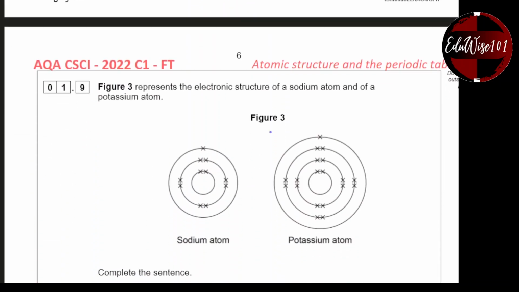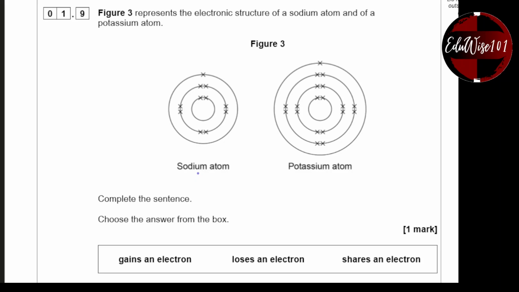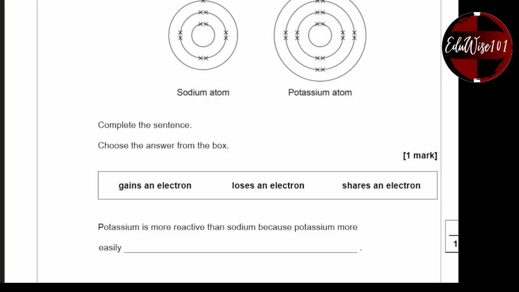Question 1.9. Figure 3 represents the electronic structure of a sodium atom and of a potassium atom. Complete the sentence. Potassium is more reactive than sodium because potassium more easily gains an electron, loses an electron, shares an electron. Now, similar to lithium, they're all in group 1. So similar to lithium, it will lose that electron in the outer shell. All group 1 elements lose an electron from the outer shell to become a +1 ion.